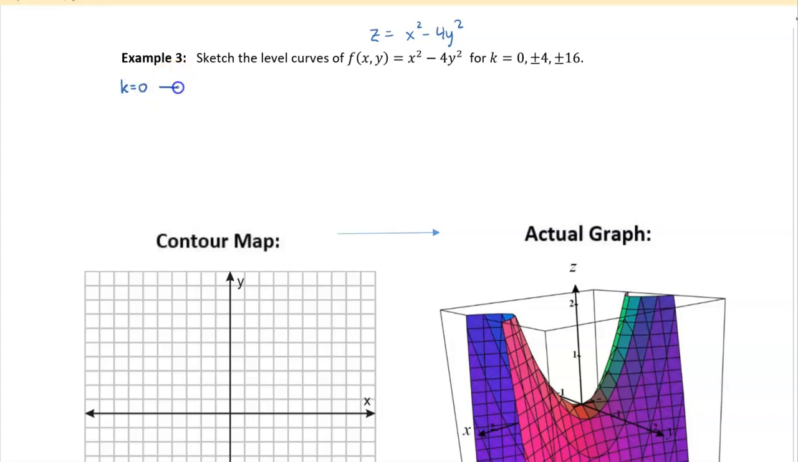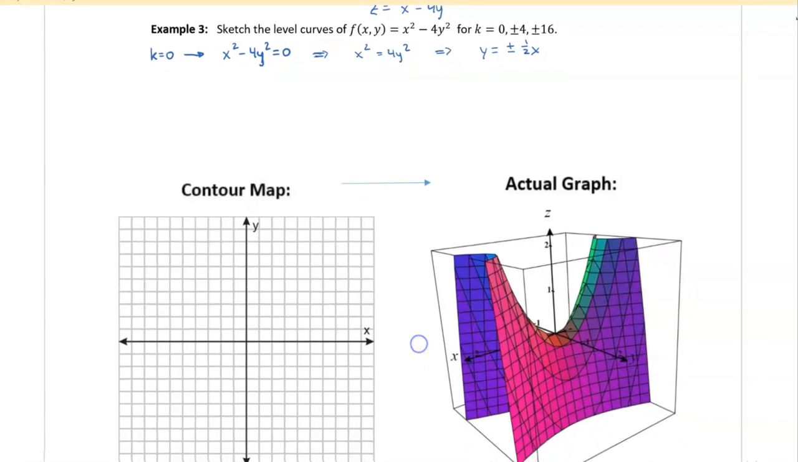When k equals 0, so that's the number we're substituting in for z, we get x squared minus 4y squared equals 0. We can actually get y by itself here to give us an idea of what this looks like as a picture. So we get x squared equals 4y squared. I would divide by 4 and take a square root, so we get y equals plus or minus 1/2 x. So my first two level curves for when k is 0 is actually a pair of lines.